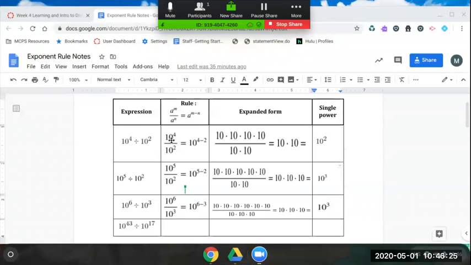So we have 10 to the fourth here divided by 10 to the second. The base is the same, which is 10, so we're keeping it, and we're going to subtract the exponents, 4 minus 2. And of course, when we do 4 minus 2, we get 2. So our final answer is that same base of 10, but it's to the second power.